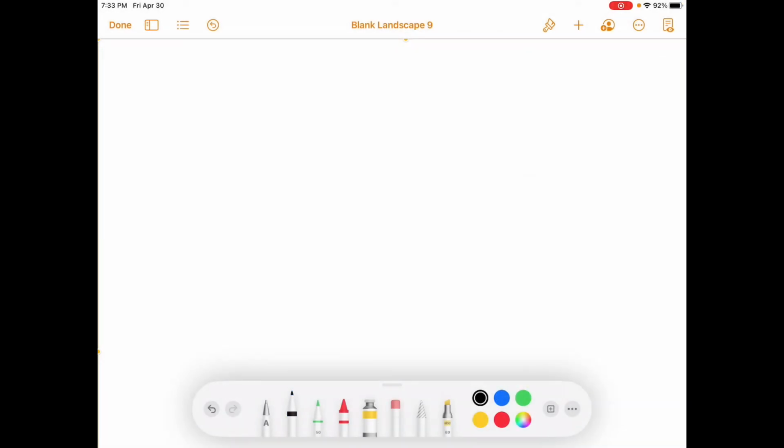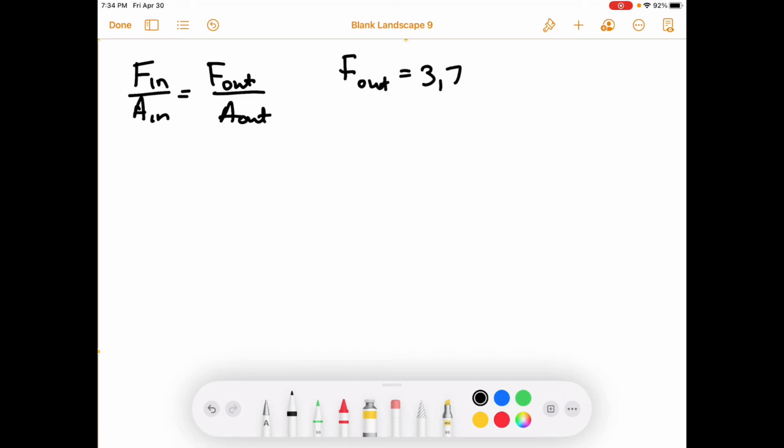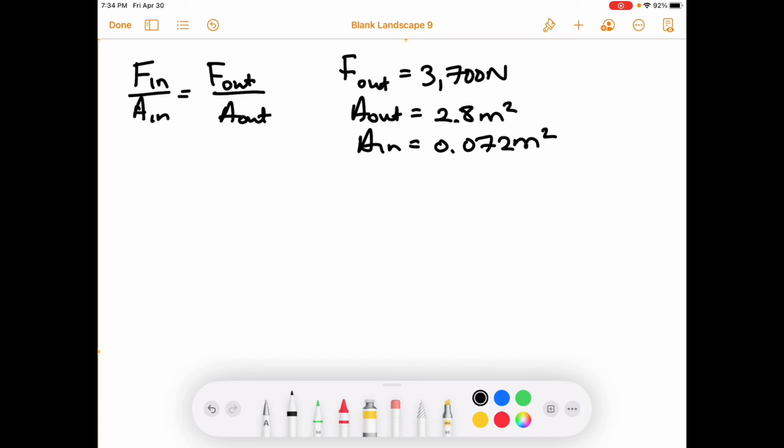Okay, so for problem 2, we're going to first always write out the equation. Force in over area in equals force out over the area out. Okay, so let's write out what we know. We know that force out equals 3,700 newtons. We know that area out equals 2.8 meters squared. And we know that area in equals 0.072 meters squared.